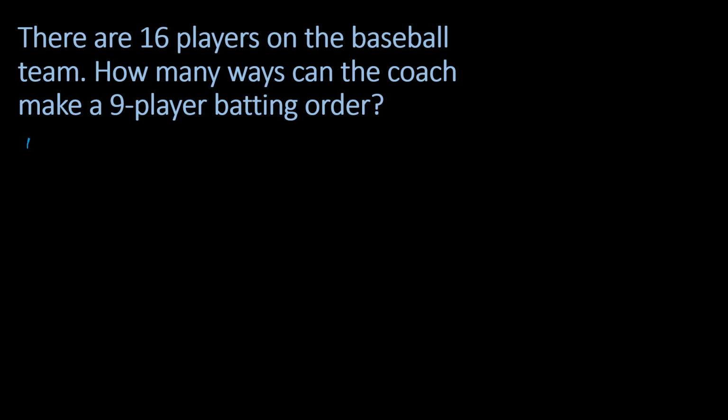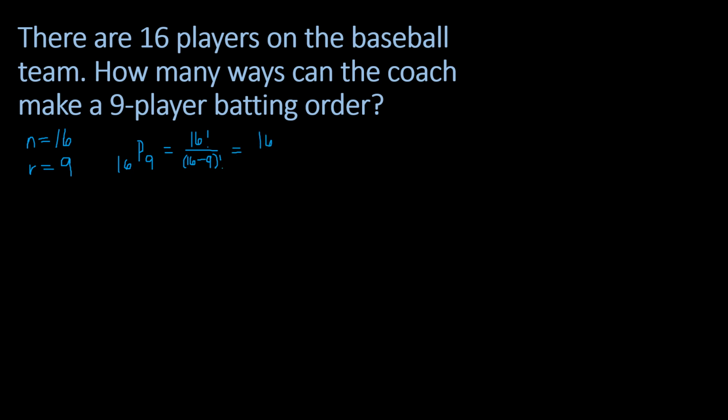So we know we're using permutation, so we're going to find N and R. There are 16 players on the team, and our batting order is 9 players. So N is 16, R is 9. So we have 16P9. All right, so we're going to have 16 factorial over 16 minus 9 factorial.